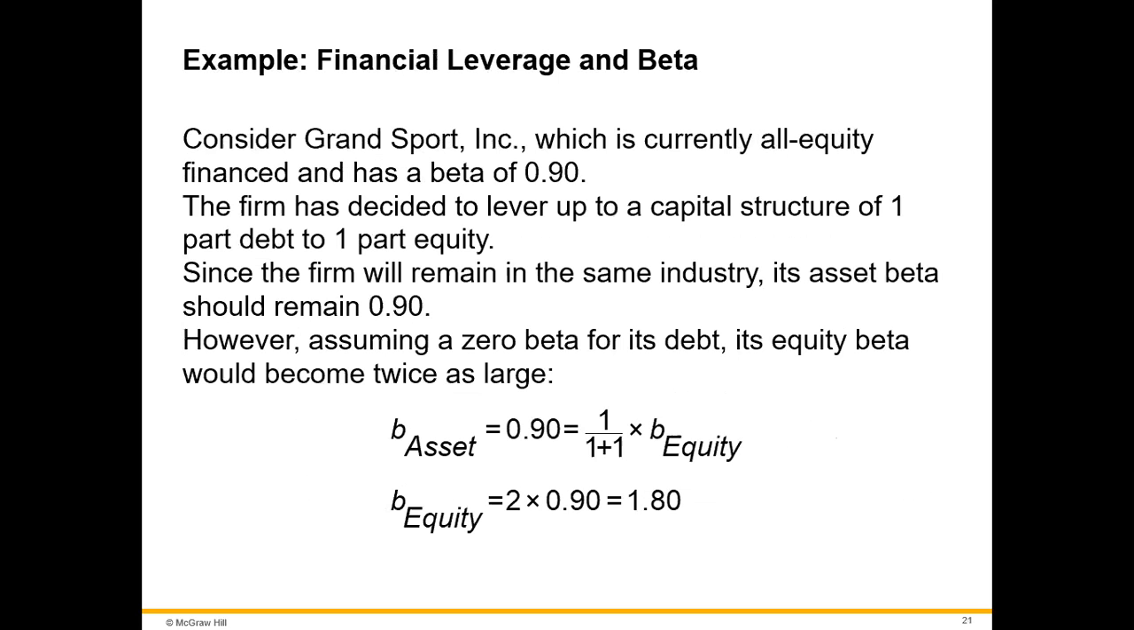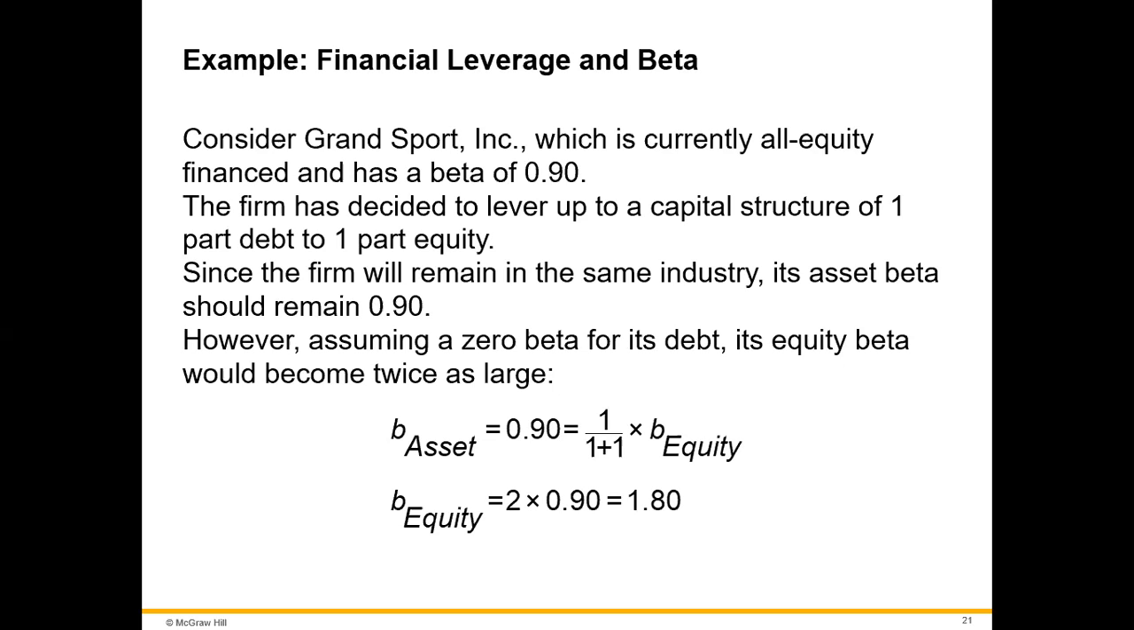Okay, so let's take a look at an example. Consider Grand Sport, which is currently all equity financed and has a beta of 0.9. The firm has decided to lever up to a capital structure of 1 part debt to 1 part equity. So now they're like on a 50-50. Since the firm will remain in the same industry, its asset beta should remain 0.9. So that's not going to change. However, assuming a 0 beta for its debt, its equity beta would become twice as large.